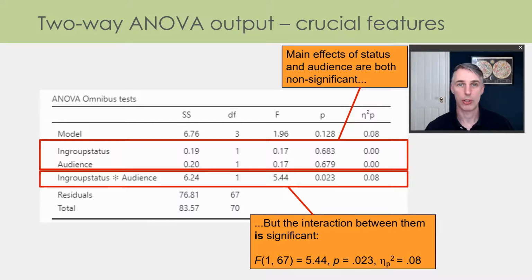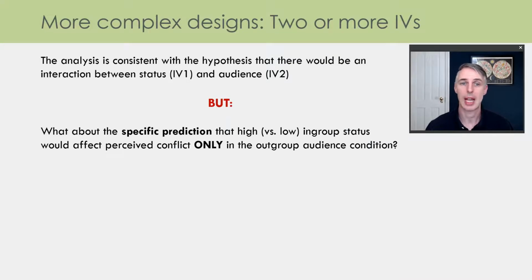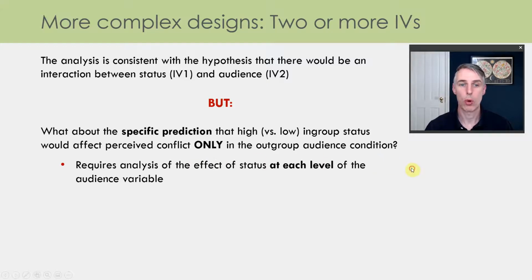So what this seems to suggest is that the effect of in-group status is significantly different at different levels of audience. Now that is consistent with the hypothesis that there would be an interaction between status and audience, so that's good to an extent. But the prediction we had was slightly more specific than that. It was that high versus low status would affect perceived conflict only in the out-group audience condition, not in the in-group audience condition. In other words, that interaction would have a specific form.